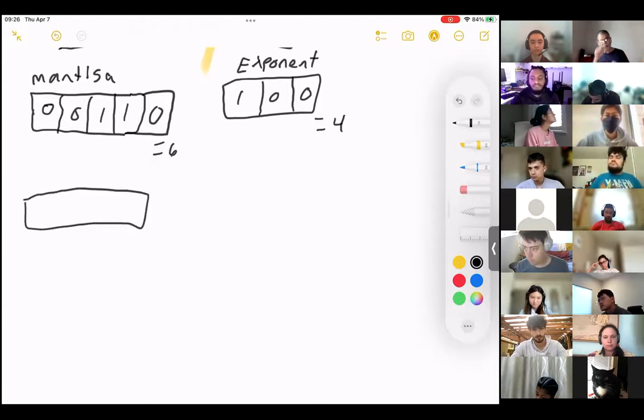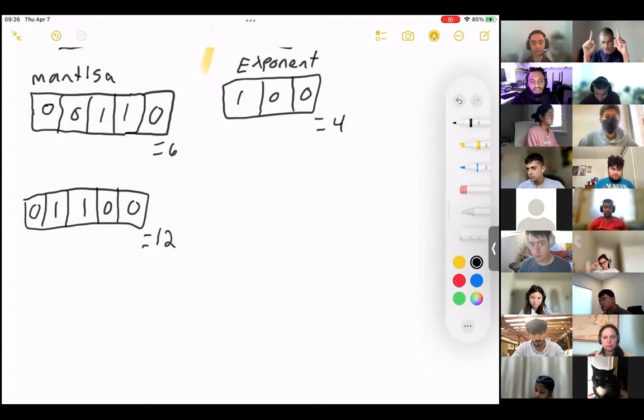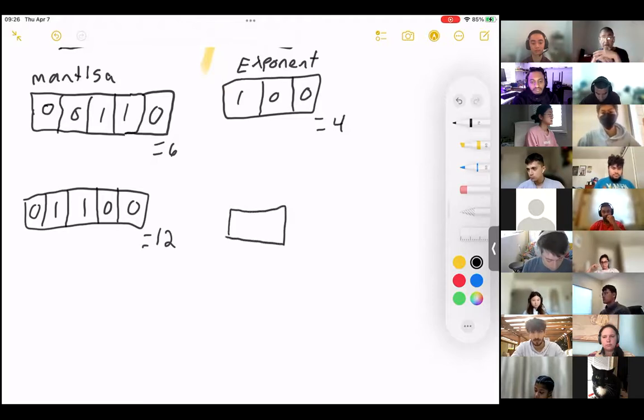Yeah, 0, 1, 1, 0, 0. That is your 12, isn't it? Because it's 2 to the 3 plus 2 to the 2. 8 plus 4 is 12. Now, 12 times 2 is also 24. So let's say your exponent is 2 here in 3 bits. That would be 0, 1, 0.